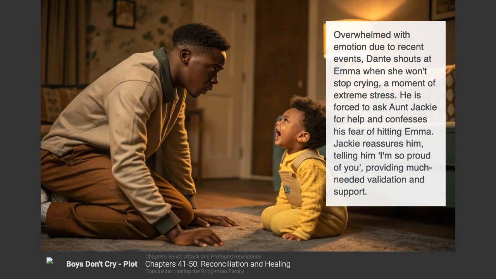Overwhelmed with emotion due to recent events, Dante shouts at Emma when she won't stop crying, a moment of extreme stress. He is forced to ask Aunt Jackie for help and confesses his fear of hitting Emma. Jackie reassures him, telling him, "I'm so proud of you," providing much-needed validation and support.